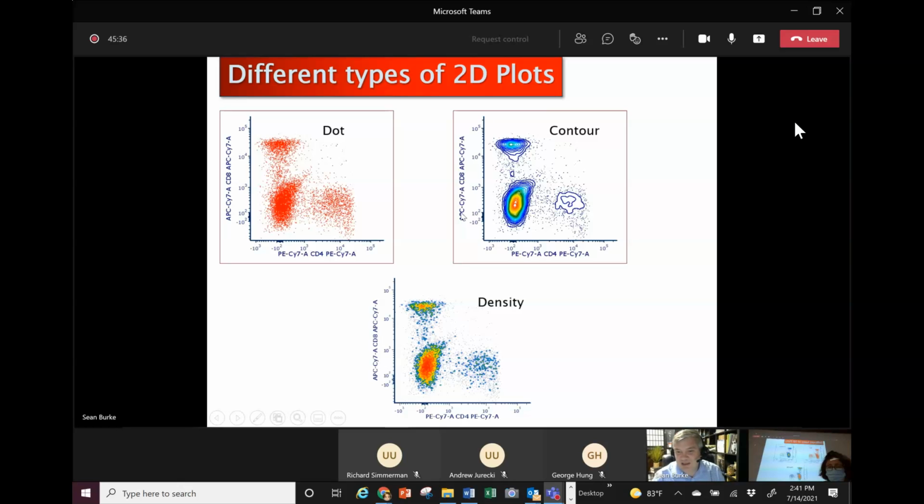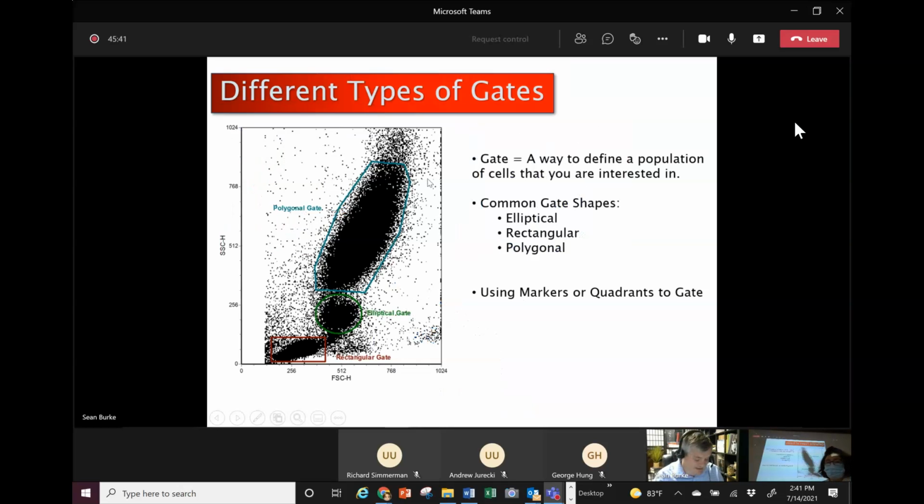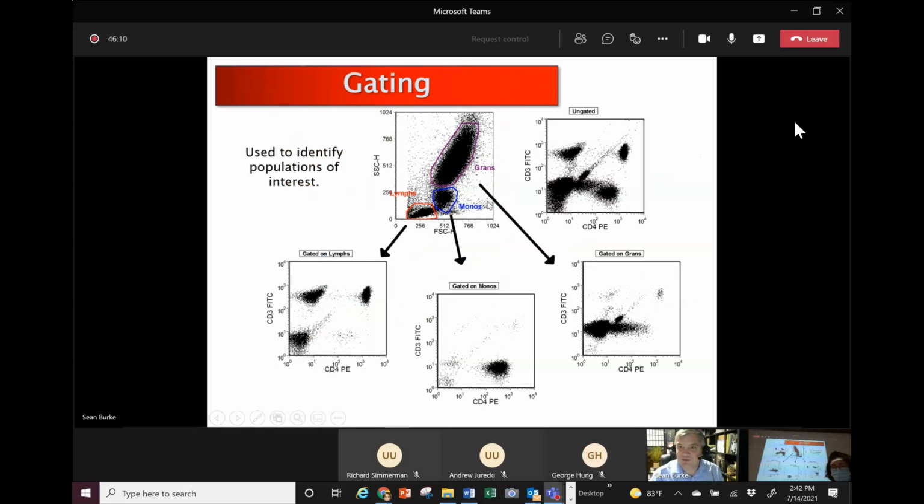Now, when we create these charts, either histograms or 2D plots, we usually have to define what type of cell is in those populations, and we do that by using something called a gate. Essentially, a gate is a way to define a population of interest that you're interested in looking at. So we can create elliptical gates, kind of circles. We can create squares. We can create polygons. And it's just like drawing objects in PowerPoint or in Photoshop or whatever.